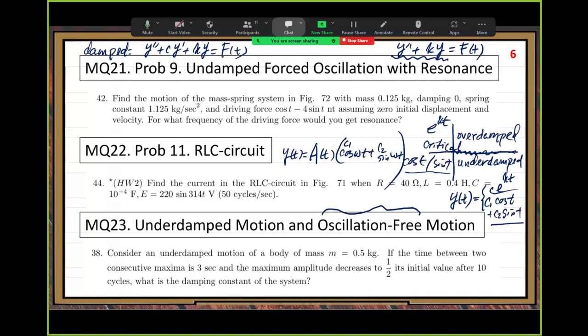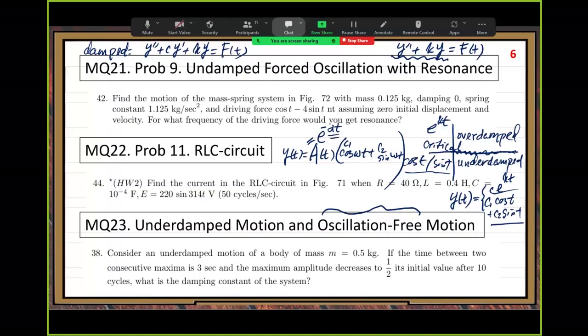So when you look at the maximum amplitude, you don't look at the oscillation part. You don't look at the parenthesis part. You just look at the amplitude part, A. So here the maximum amplitude decreases to 1/2 of the initial value. So you look at that decrease, because we start at t equals 0, and usually this amplitude part has the E value, in that example, E to the negative alpha t.